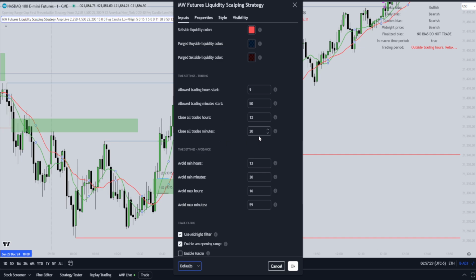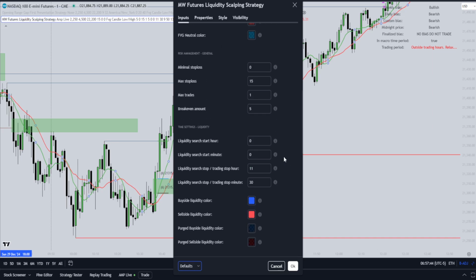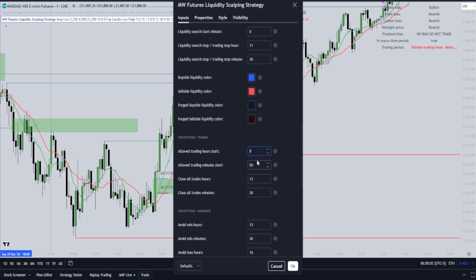We closed our trade at 1:30, but let's say that you want to trade the New York AM silver bullet and the New York PM silver bullet. So for that, we would be looking at liquidity generated in pre-AM session and probably new liquidity that's being generated pre-PM session, right? So New York AM session, allowed trading hours for the New York AM silver bullet is at 10 a.m.